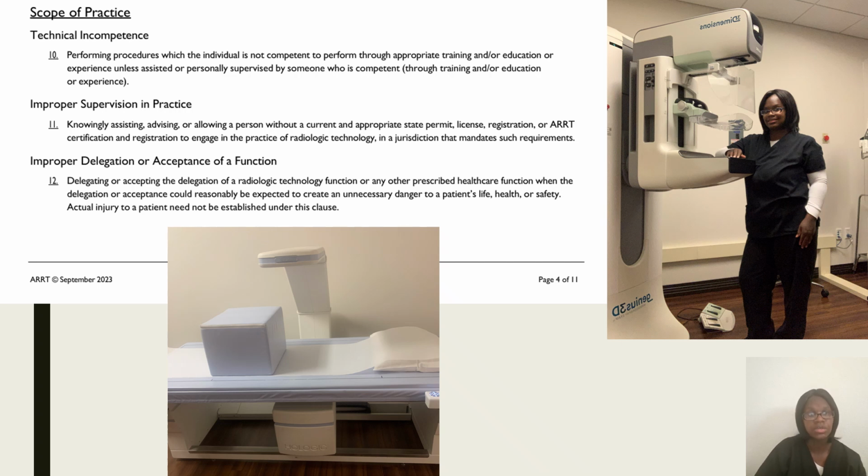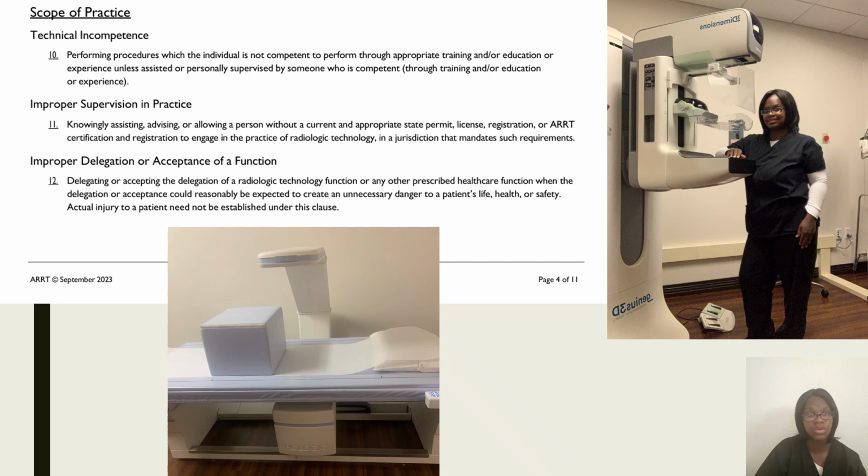Improper supervision in practice. So you are knowingly assisting, advising, or allowing a person without a current and appropriate state permit, license, registration, or ARRT certification and registration to engage in X-rays, MRIs, CTs. One example: if you are an X-ray tech and you have to hold down a patient or hold a cassette for a trauma knee or a trauma hip, you cannot get a family member, a transporter, a nurse, anyone who is not registered in X-ray through ARRT, to take the X-ray for you while you put on that lead apron and hold a patient or hold a cassette. That is improper supervision in practice.